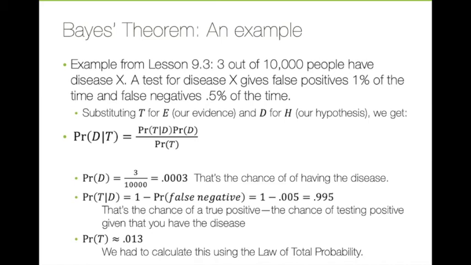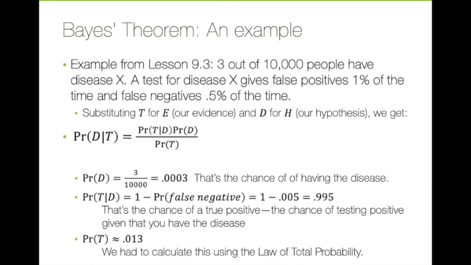The probability of D is 0.0003, 3 in 10,000. That's the chance that your hypothesis is true, the chance of having the disease. That's pretty low. When we looked at this problem before, we calculated the probability of T, testing positive, given that you have the disease. That's called the true positive in the case of disease testing, the chance of testing positive if you have it. And we discussed that we can get that value by subtracting the probability of a false negative from 1, the total possible probability. So that gives us the chance of a true positive as 0.995.